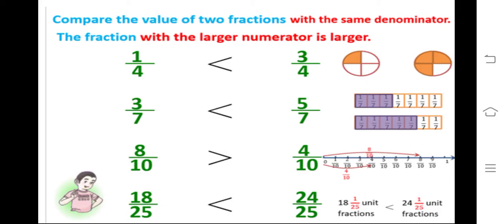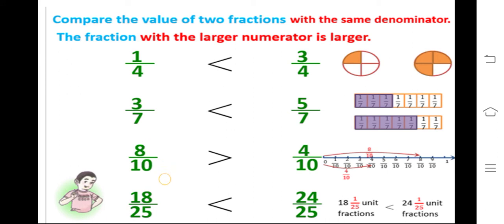Look at this. All these are with the same denominators. I told you, same denominators means the fraction with the larger numerator is greater. See, 1 by 4 is lesser or greater? 1 by 4 is lesser than 3 by 4, so we have used the lesser sign. 3 by 7 and 5 by 7. See, 3 by 7 is lesser than 5 by 7 itself because the number 3 is less.